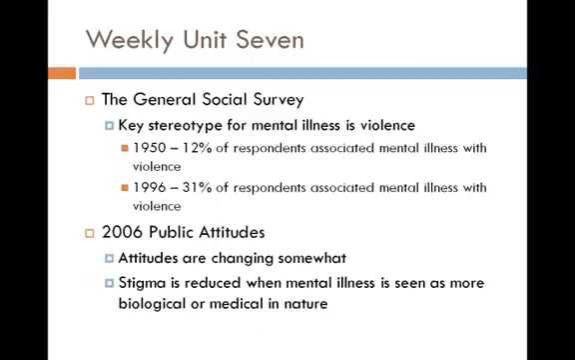So in 2006, public attitudes have changed quite a bit, in that stigma has been reduced because the public has begun to associate mental illness more with a biological or medical type of illness rather than something that folks less understand. In other words, by the public associating mental illness with something they are more familiar with, then stigma is reduced.